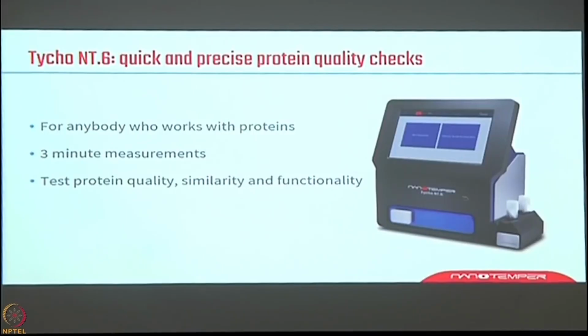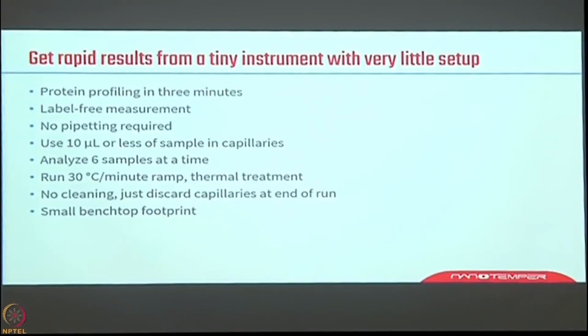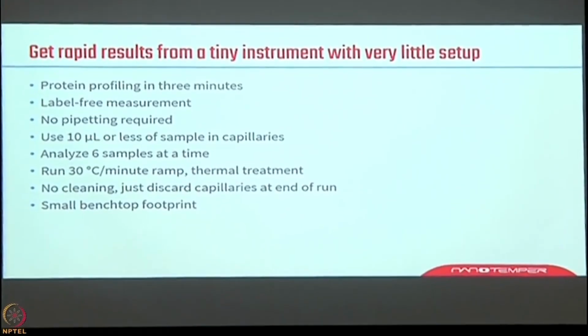The basic principle of this machine is that it can work with any kind of protein, whether it is an antibody, a normal protein, a membrane protein or a receptor protein. It gives a 3-minute measurement, so within 3 minutes you are checking the quality and the purity of the protein. It is a label-free measurement; unlike methods where one partner is labeled, you are not labeling here. It is the intrinsic protein fluorescence that we are checking, which gives you a label-free inflection temperature, very equivalent to the melting temperature.